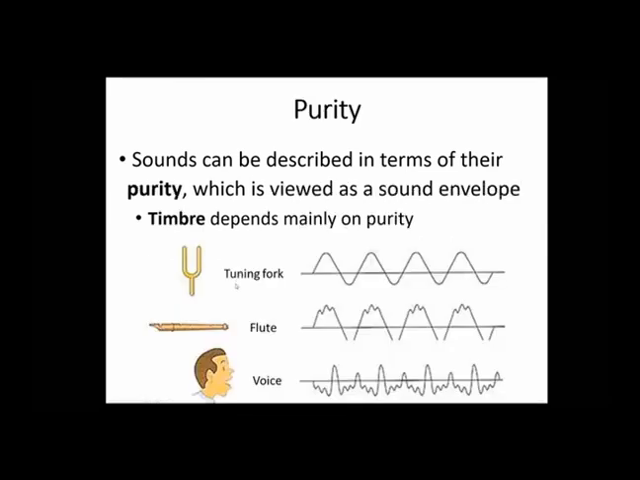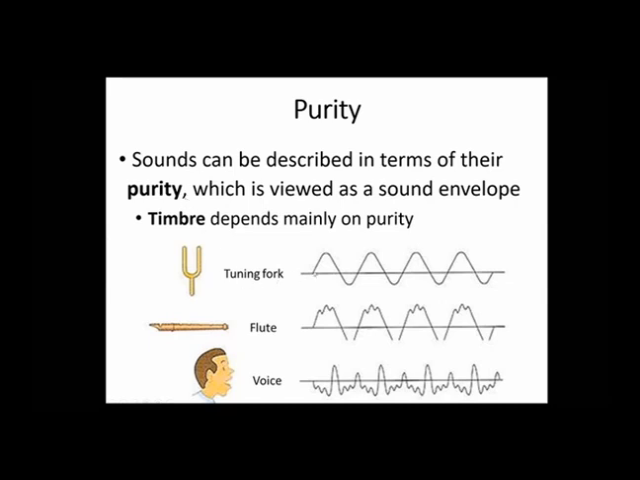And now our last quality is purity. And purity is a little bit of an abstract one. So purity is viewed not so much as something that we can concretely measure, but something that we can look at in terms of the sound envelope. And sound envelope is a fancy way of saying what shape are the waves that we're looking at.